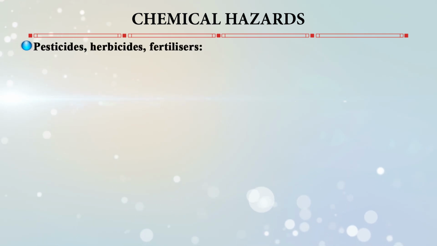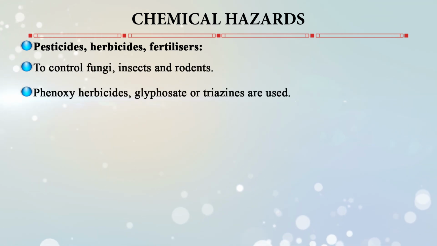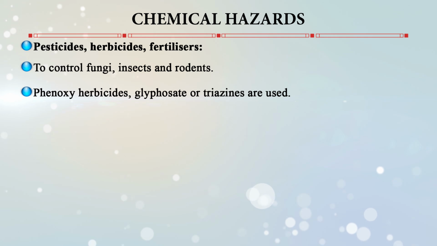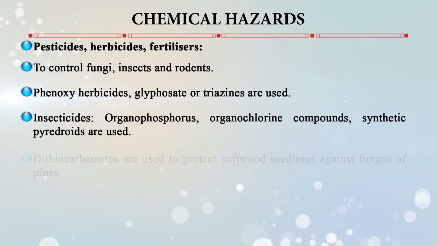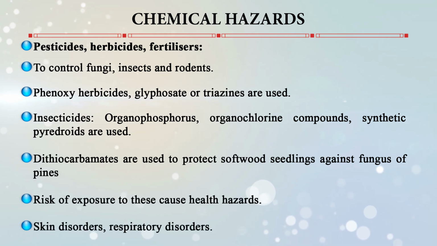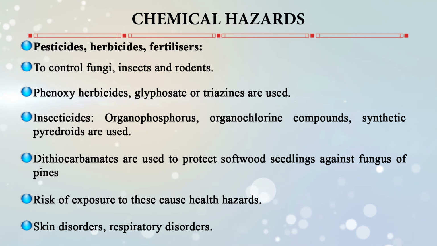Then there are certain chemicals to control fungi, insects and rodents, like phenoxy herbicides, glyphosate and triazines. Then organophosphorus and organochlorine compounds can be used. Dithiocarbamates are normally used to protect softwood seedlings against fungus and pines. All this can cause skin disorders, respiratory disorders and other risks to health.